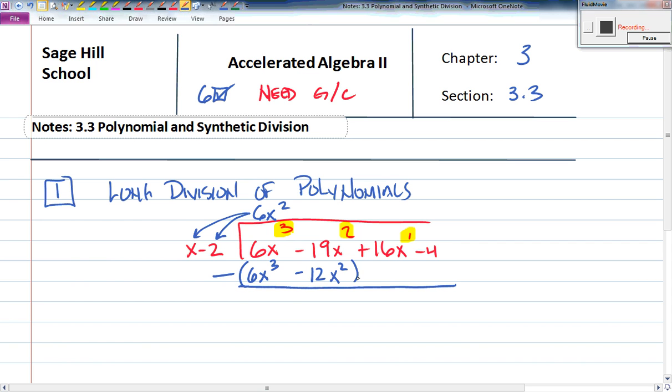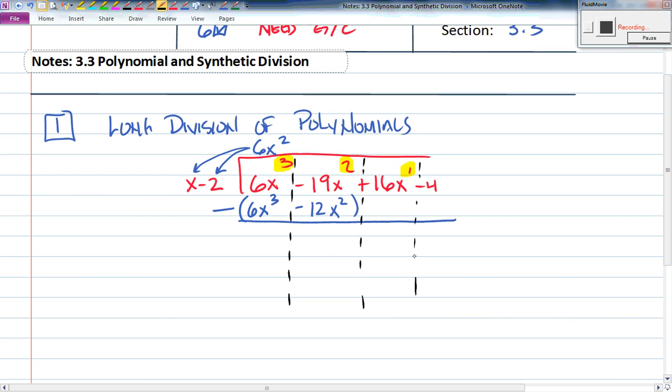Now, notice I'm putting parentheses around the entire new portion of my problem so that you remember to distribute that negative sign. Also, notice that I'm keeping my columns lined up. This is my column of third degree powers. This is my column of second degree powers. This is my column of first degree powers. Okay? So it's important that we keep this lined up as we move through this problem here. So I'll erase all this so you can see it. All right? All right, good.